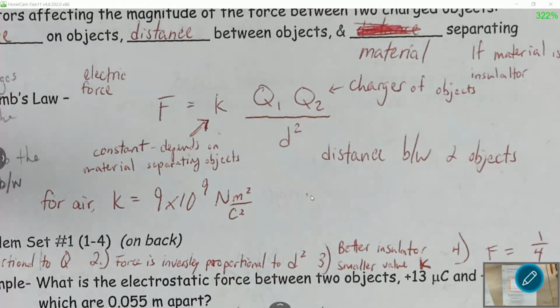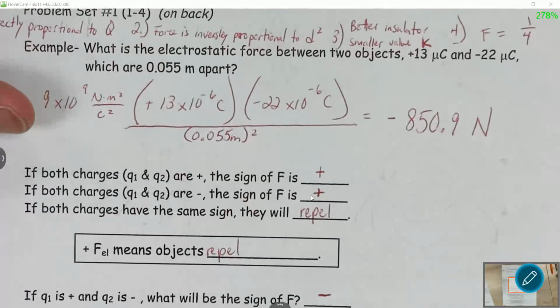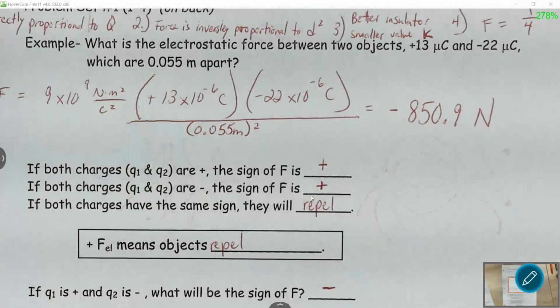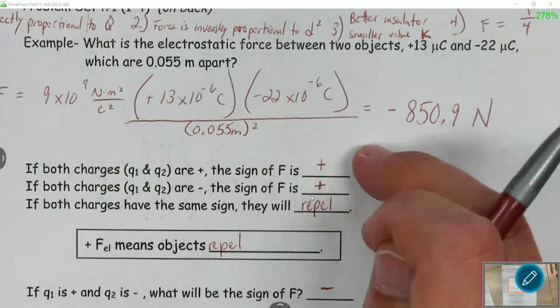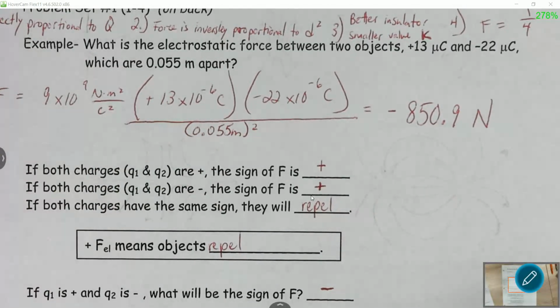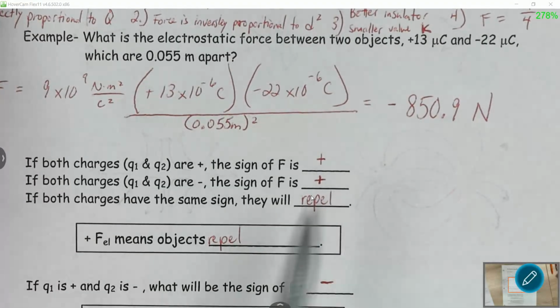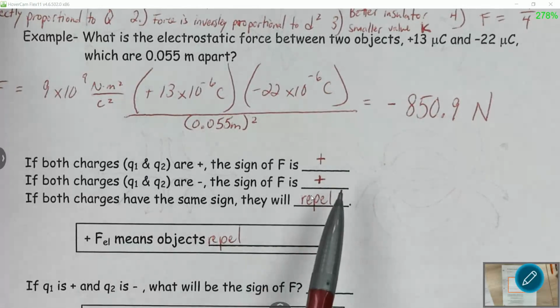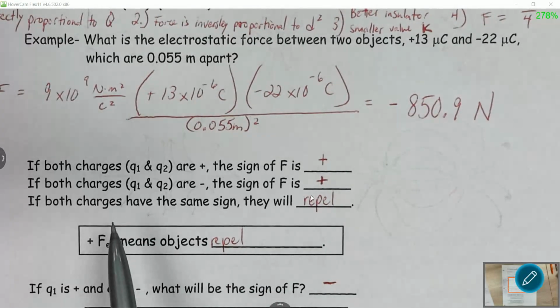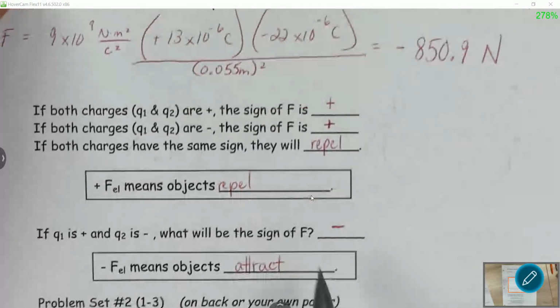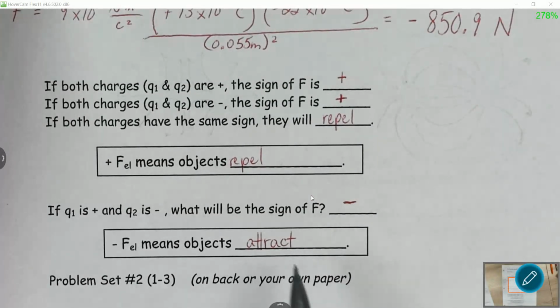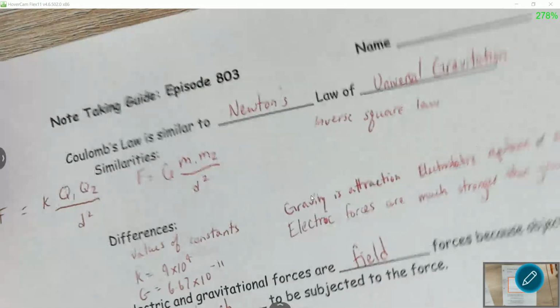If both of your charges are positive, the electric force that you calculate is positive, which means 2 positives, like charges repel. If they are both negative and the electric force comes out positive, that would also be a repulsive force. If one is positive and one is negative, the electric force will wind up becoming negative, and that means that they will be attracted. We will get into Coulomb's law in a hot minute.